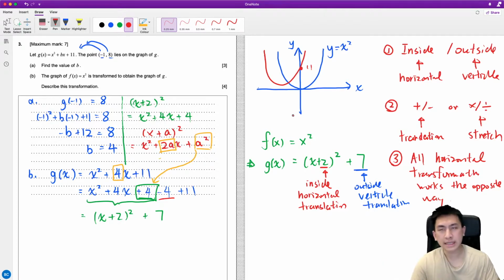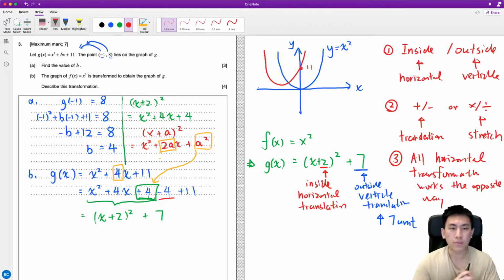Meaning, let's say this +7 is a vertical translation. If it's +7, surely it just goes up by 7 units, basically. However, for the horizontal, if it's +2, surely you might be thinking that means it moved to the right by 2, right? But no, all horizontal transformation works the opposite way you think it does. If it's +2, actually you have to move to the left by 2. So this is actually moving to the left by 2 units.